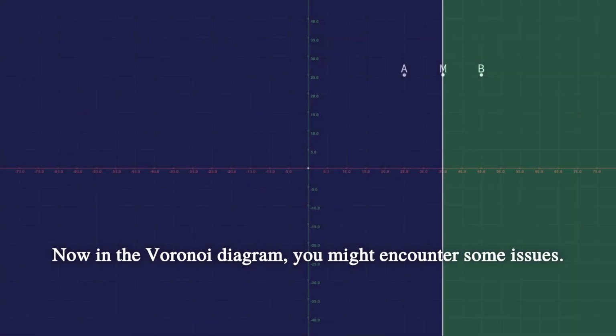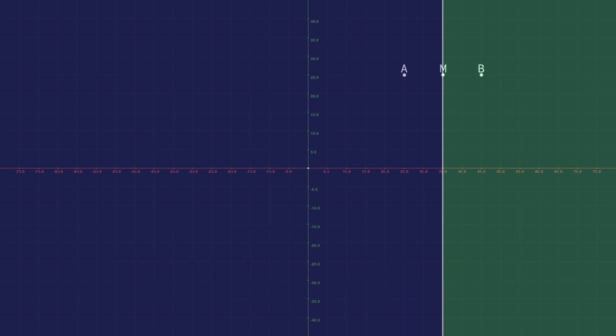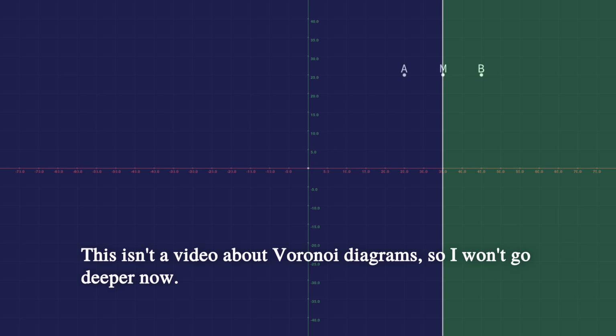Now, in the Voronoi diagram you might encounter some issues. There are points that are equidistant to site A and site B, so those points won't be included in either region. This isn't a video about Voronoi diagrams, so I won't go deeper now. I wish you luck in perfectly cutting your worlds, and see you next time.